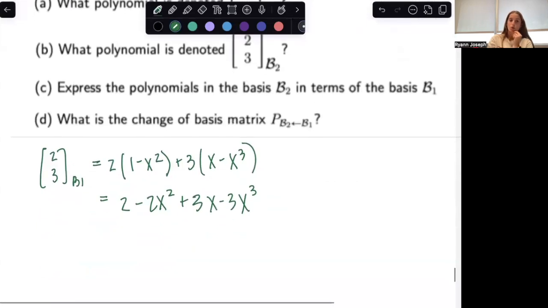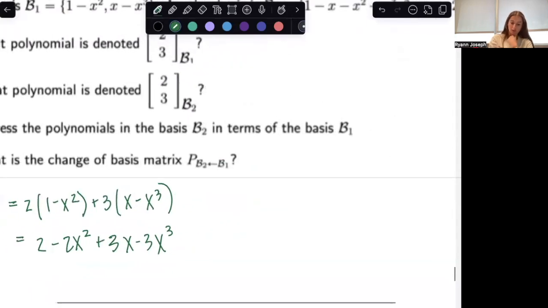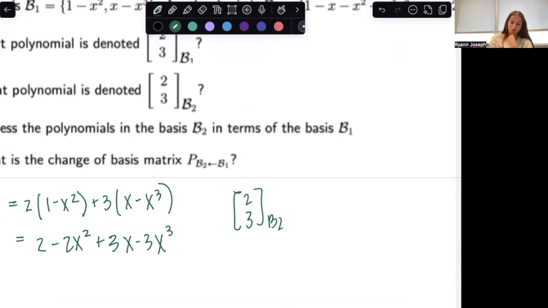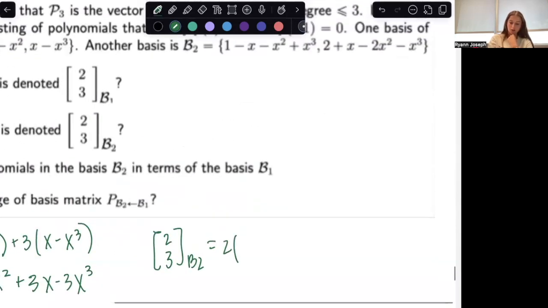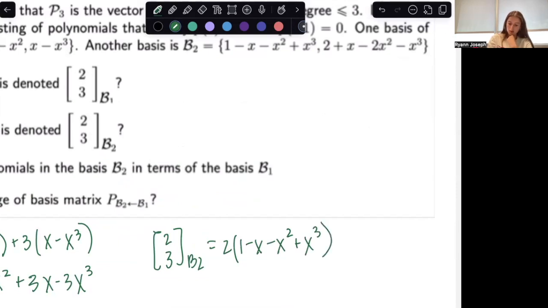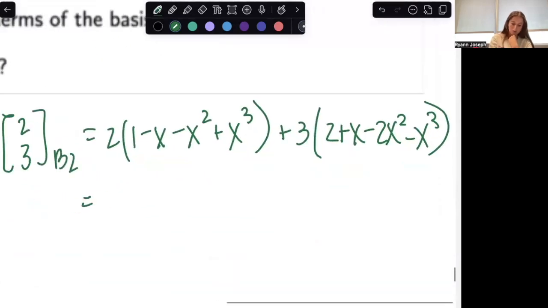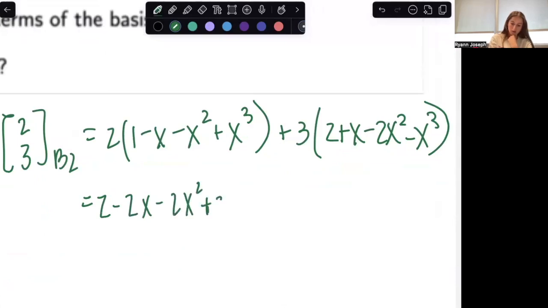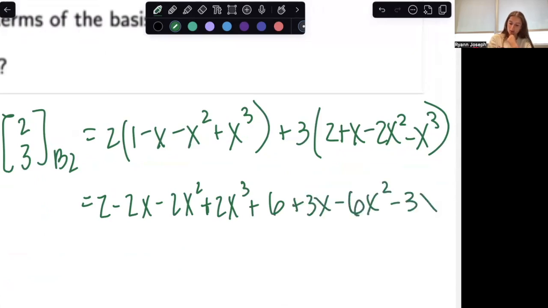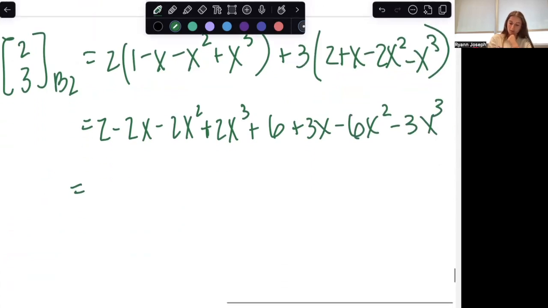Then, question B, what is the polynomial generated by 2, 3 with B2? So they're saying, I have 2, 3, this time with respect to B2, what is that going to look like? Same idea, we're going to use our basis elements and write what that ends up being. So 2 minus 2x minus 2x squared plus 2x cubed plus 6 plus 3x minus 6x squared minus 3x cubed.